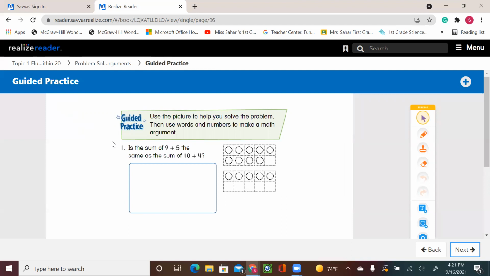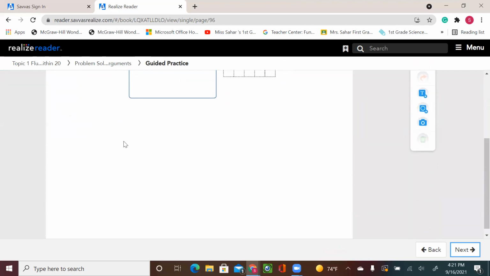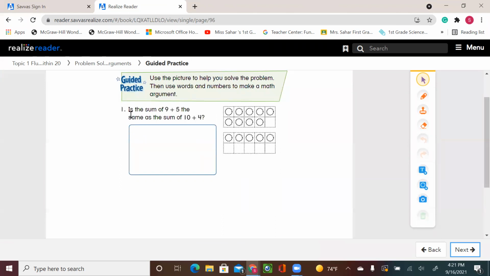All right. Let's go for the next page. Use a picture to help you solve the problem. Then use words and numbers to make a math argument. All right, so what do we have here? Is the sum of 9 plus 5 the same as the sum of 10 plus 4?